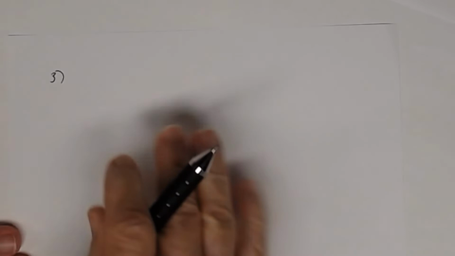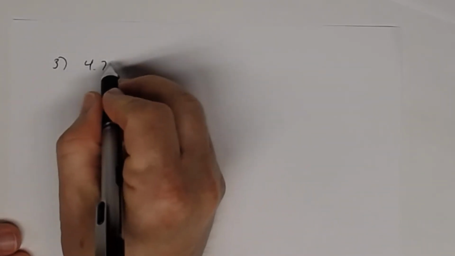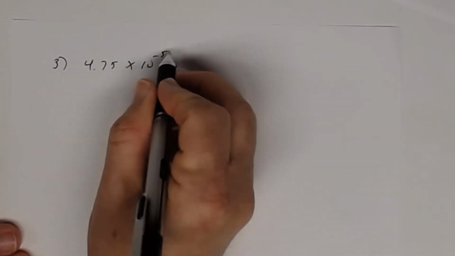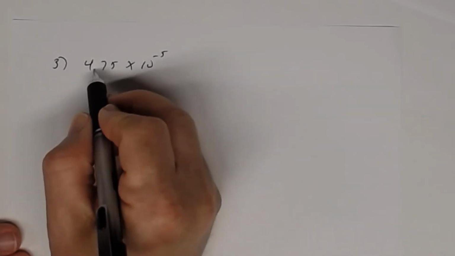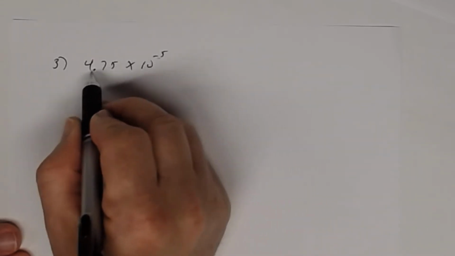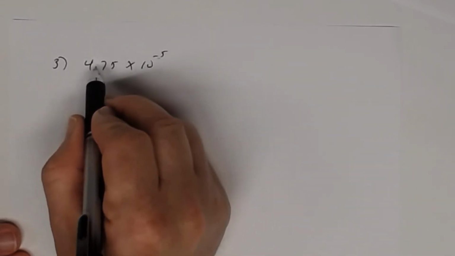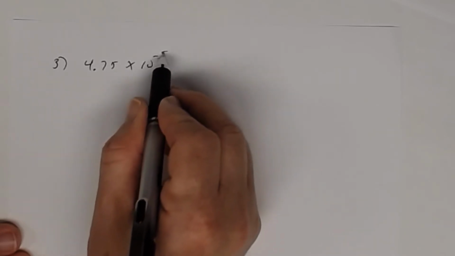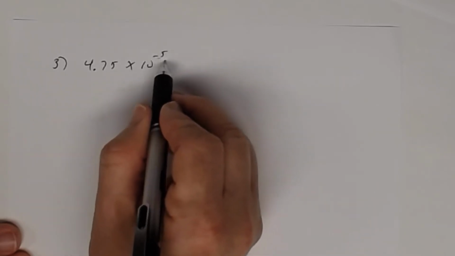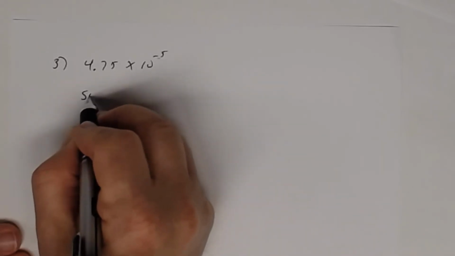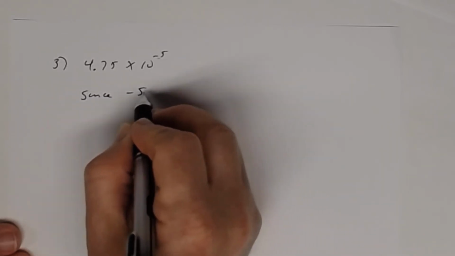So number 3, we have 4.75 times 10 to the negative fifth. All right, so let's use our same discussion. You have this coefficient that's 4.75, and I'm multiplying it by a power of 10. Notice, though, that the exponent is negative. So since it's negative 5, I'm going to write it this way.